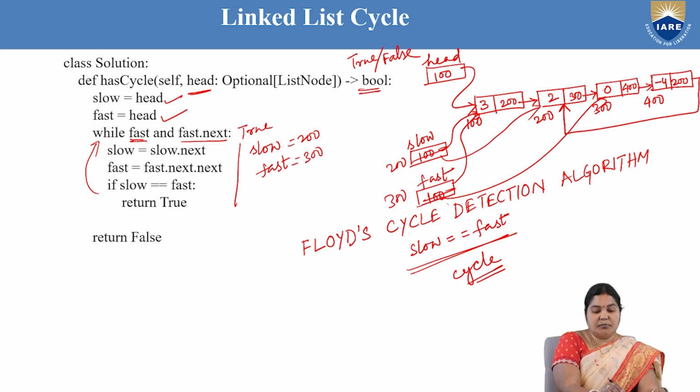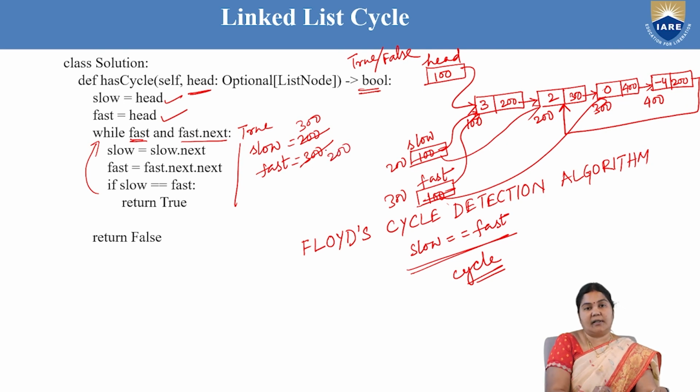Okay. Fast. What is the value of fast? 300. Is it a valid address? Yes. What is the value of fast next? 300's next is how much? 400. Is it a valid address? Yes. Then, what you will do? Slow moves by one step. Slow is equal to 300. Fast is equal to how much? Fast next.next is 400, 400's next is 200. Now, fast becomes 200. Okay. Now, slow is equal to fast again? 300 is equal to 200? Are they pointing to the same node? No. Again, go to the loop. Fast. What is the value of fast?